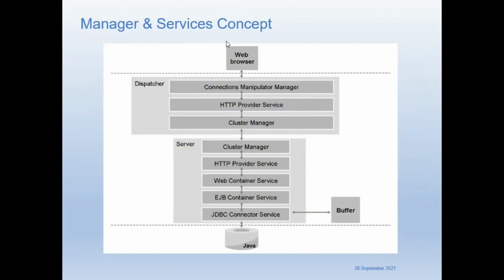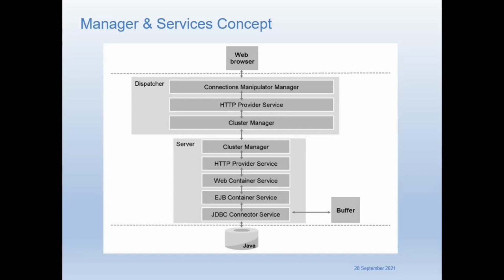The connection manipulation manager will manipulate the user request: what kind of request it is, from which browser it is coming, whether the user used HTTP or HTTPS, and what the port number is. It collects all these values and takes the help of the HTTP provider service. This provider service will understand the HTTP request. The connection manipulation manager will establish the connection to the dispatcher or SAP system. From there, the HTTP provider service will take your job, because the request is coming from either HTTP or HTTPS.